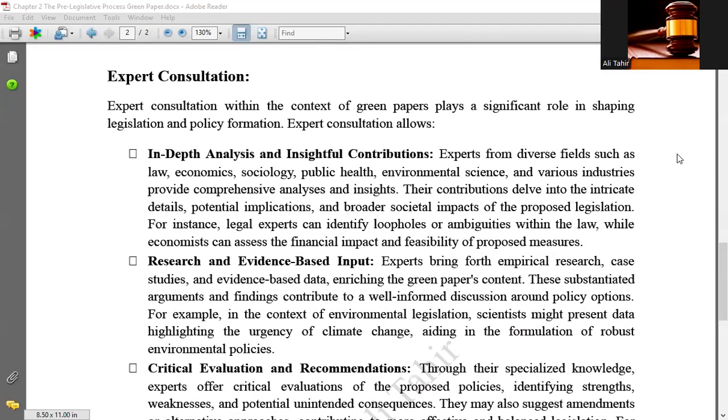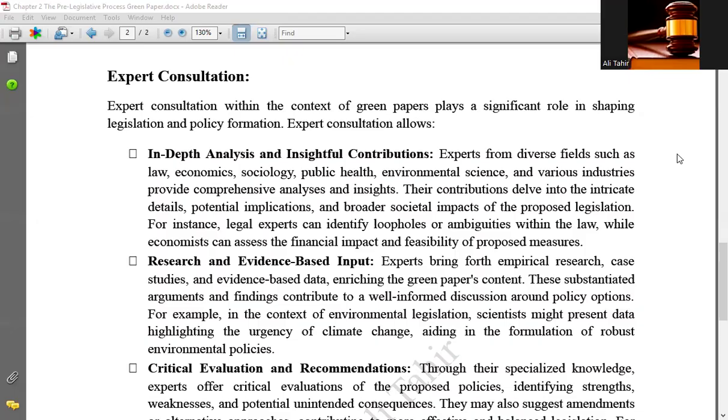Expert consultations are held whenever a green paper is being formed. Expert consultations within the context of green papers play significant roles in shaping legislation and policy formation. Expert consultations yield the following useful insights for us. First of all, we get an in-depth analysis and insightful contributions regarding a very specific, substantive, and specialized field that the law aims to address.